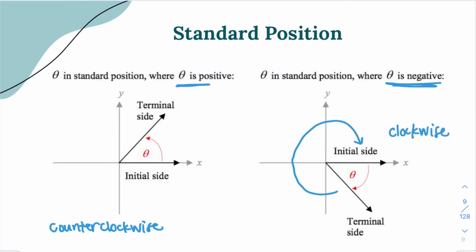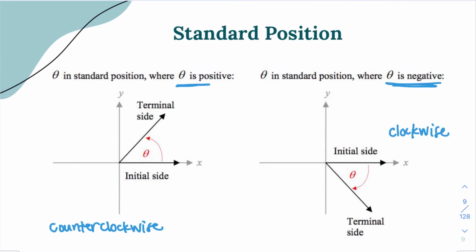Now, the little red arrow is necessary, and it's what tells us if it's a positive or negative angle. Without that red arrow, you don't know which way the initial side is going, right? I could just as easily go around this way, and then all of a sudden it's a negative angle. So the red arrow is very necessary, and that's how we indicate whether it's a positive or negative angle.